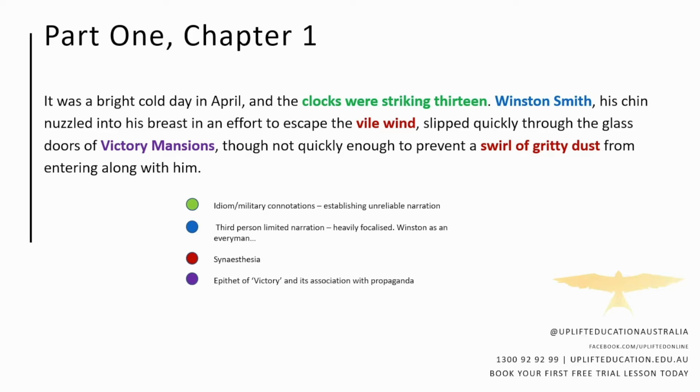Now, if we go into the next line, "Winston Smith, his chin nuzzled into his breast in an effort to escape the vile wind, slipped quickly through the glass doors of the Victory Mansions, though not quickly enough to prevent a swirl of gritty dust from entering along with him."